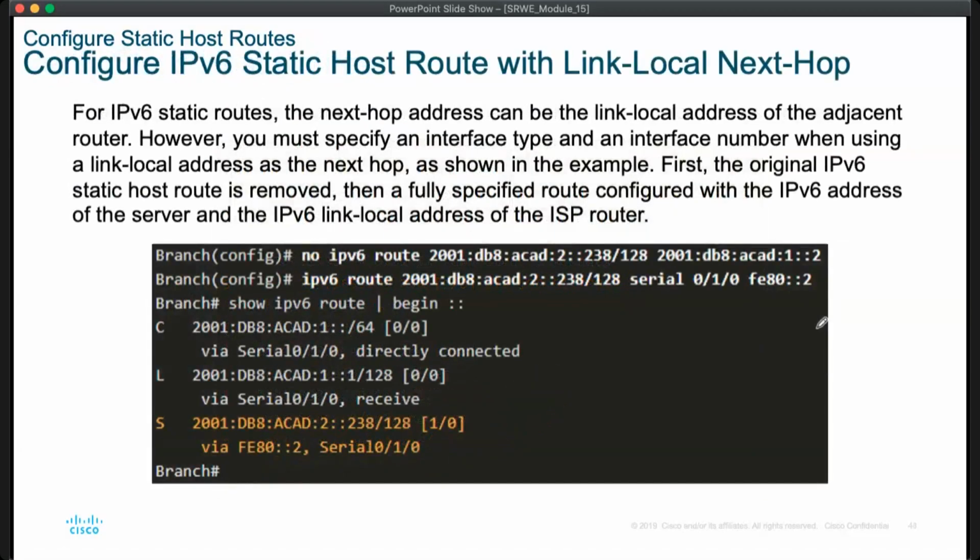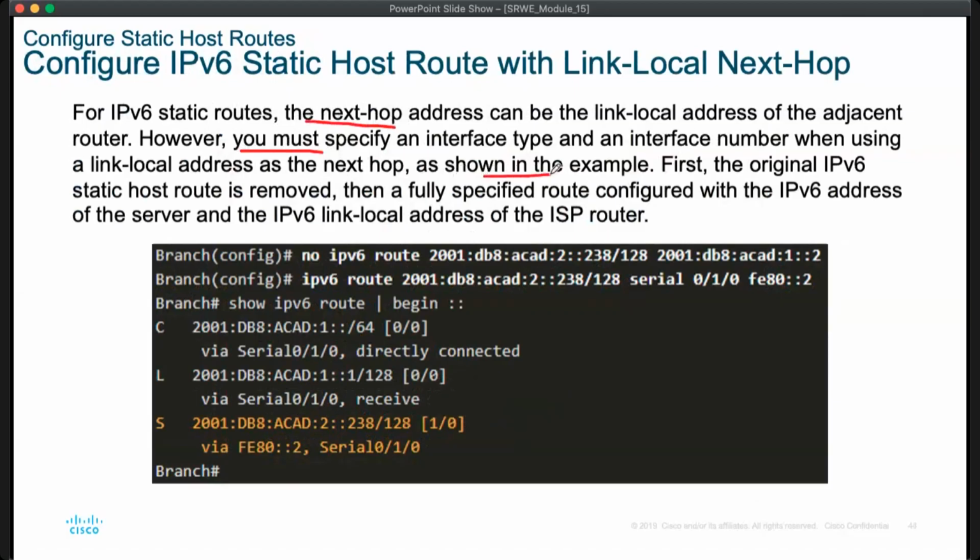Configure an IPv6 static host route with the link-local next hop. The next hop address can be the link-local address of the adjacent router. However, you must specify an interface type and an interface number when using a link-local address as the next hop, as shown in the example.